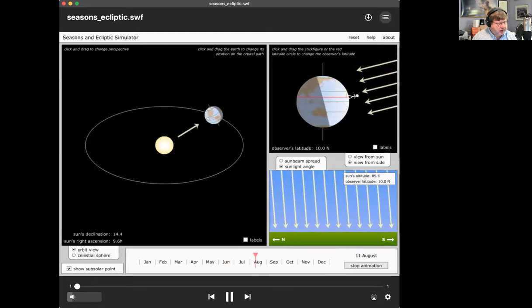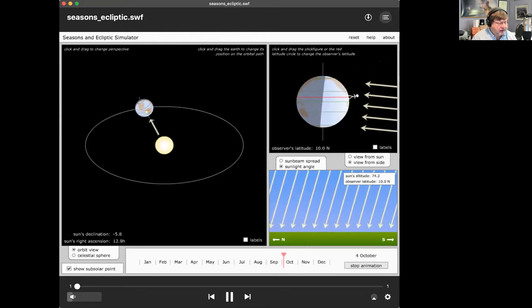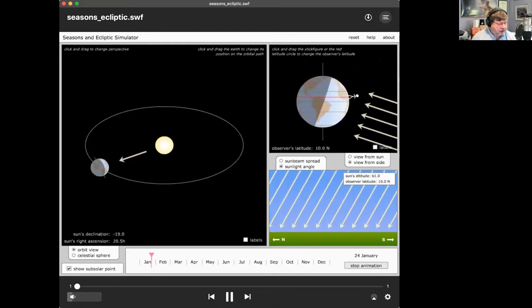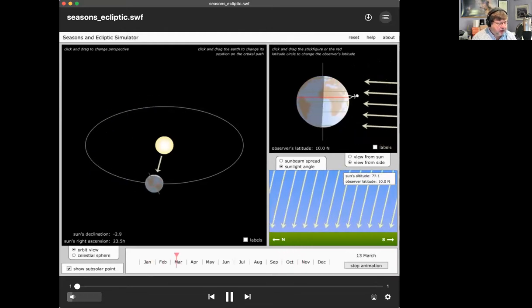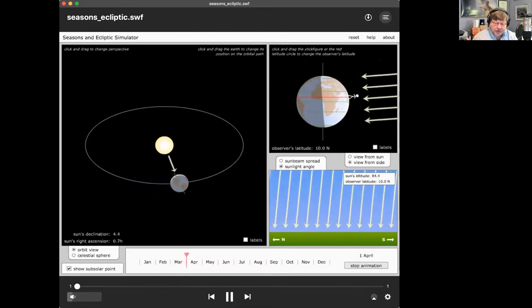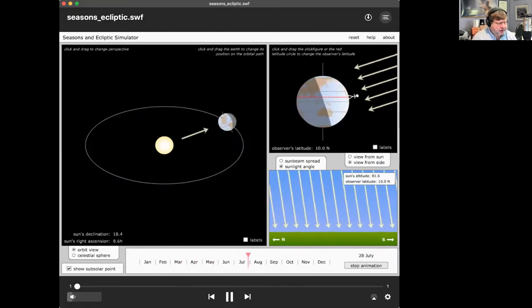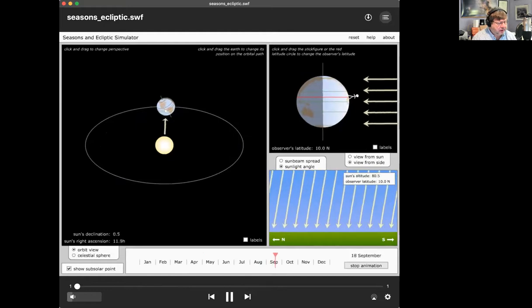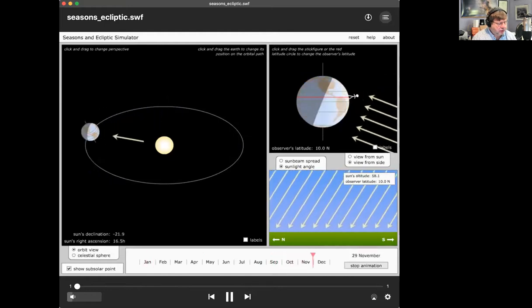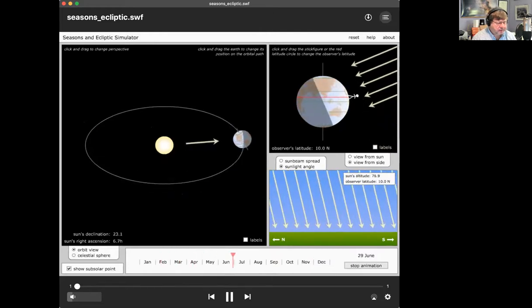Now here, the spin axis is pointed to the left. That's going to be fall, winter. And here, from the perspective of the sun, the spin axis is actually pointed to the right, which is what you saw in that second question. And that would be spring. There's summer, fall, winter, and then spring and summer again.